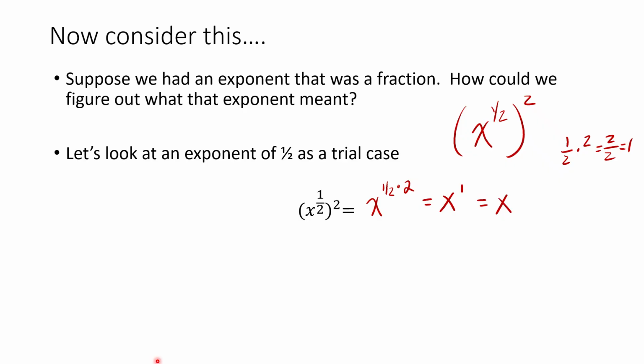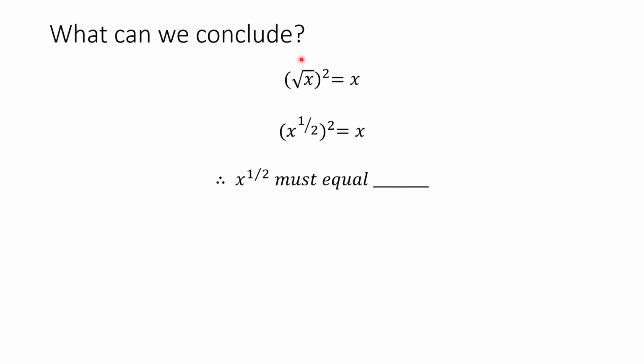So I want you to take a closer look at that. If I have x to the 1/2 and I square it, that will give me x. Okay, because of the laws of exponents. So what can we conclude? I know that the square root of x, when I square it, gives me x. But now I also know that x to the 1/2, when I square it, gives me x.